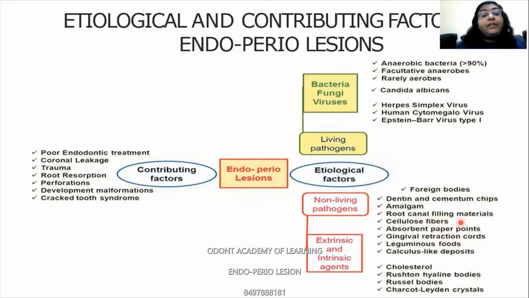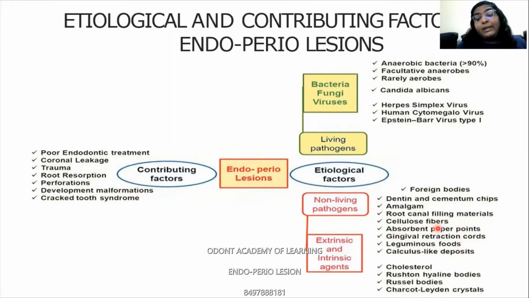Then root canal filling materials. If your sealer or your gutta-percha point itself has gone beyond the apex, that becomes an external irritant. Because it has gone beyond the apex, it acts as an irritant and continuously goes on irritating the periodontium, and that could lead to an endoperio lesion.